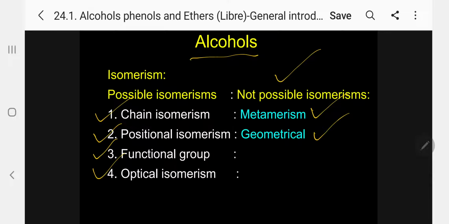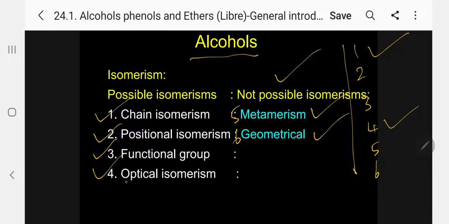So, how to memorize? Very, very easy. Let me give the idea. There are 6 isomerisms possible. Kindly follow. 6 isomerisms, 4, this is 5, this is 6. So 1 and 4, kindly follow, always possible. So easy to memorize. Chain isomerism, optical isomerism is always possible in all types.